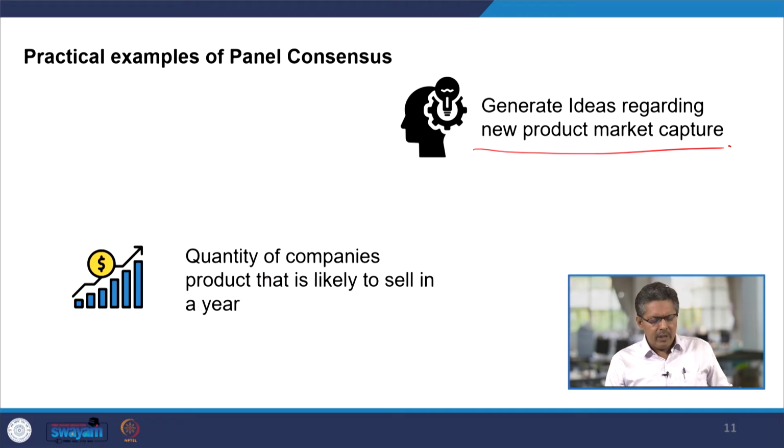The quantity of the company's product that is likely to sell in a year. So, the annual demand is something that we are talking about here, annual demand. Okay.